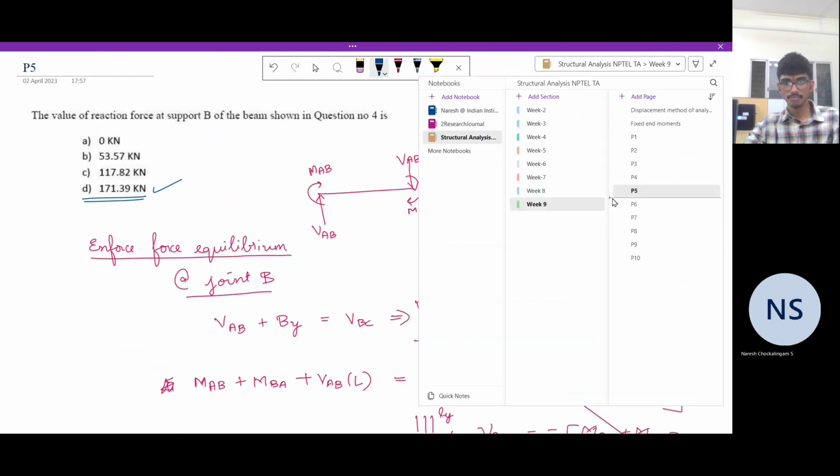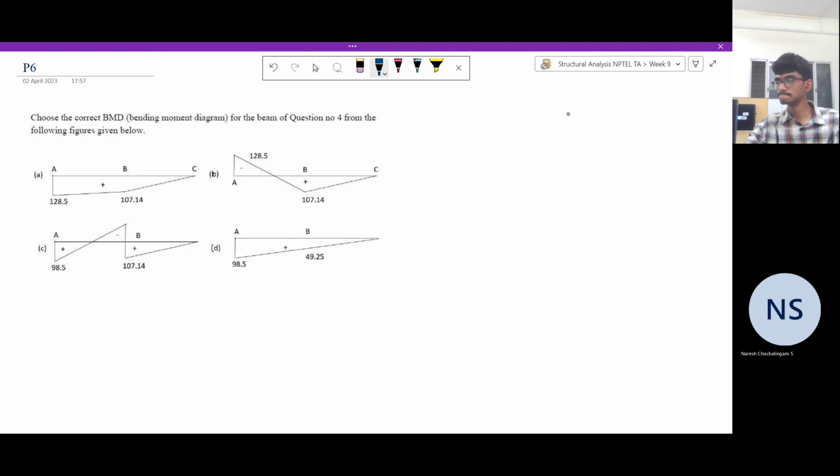Let's go to the next problem. Choose the correct bending moment diagram for the beam of question 4 from the figures given below. So to get the bending moment diagram, we need to find out the moment at the point B and the moment at the point A. So the moment at the point B is nothing but, so this is the joint B, and on the right span, we take clockwise moments as positive.